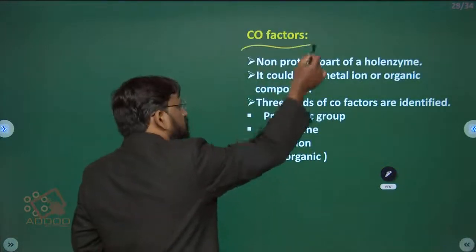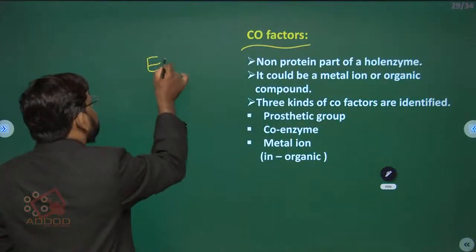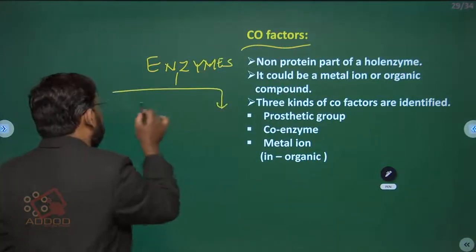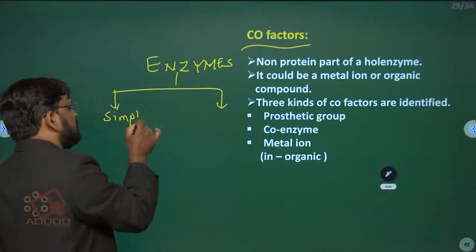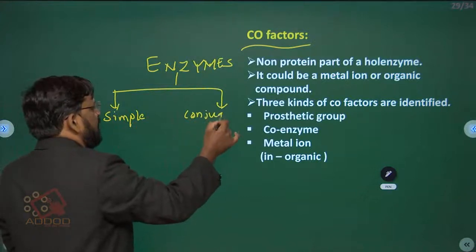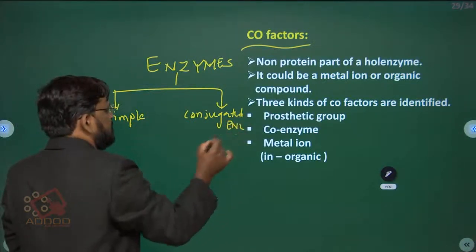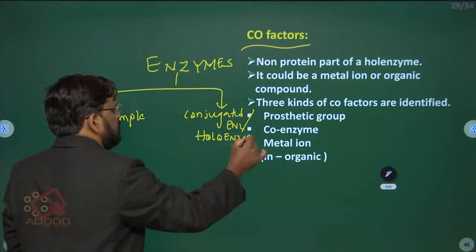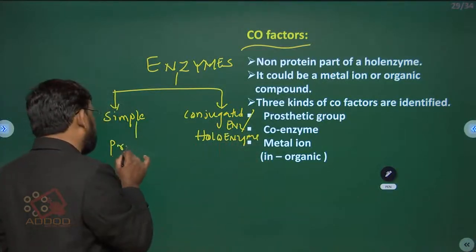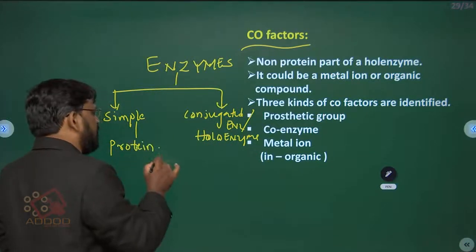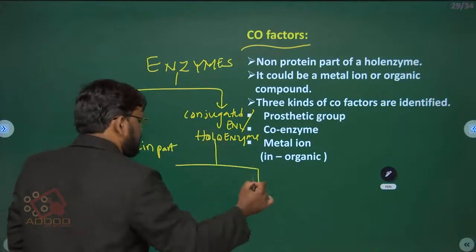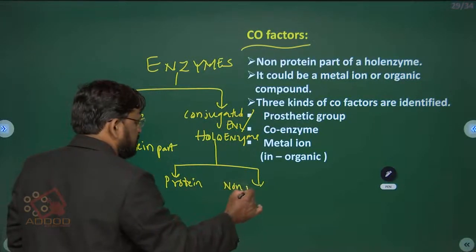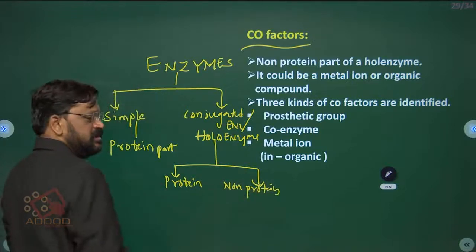Next, we know enzymes. Actually, enzymes are of two types. One will be simple enzymes and the other will be conjugated enzymes. If you want, you can also call this conjugated enzyme a holoenzyme. Simple enzymes are made up of only protein part. Remember, simple enzymes are made up of only protein part, whereas conjugated enzymes or holoenzymes are made up of both protein part and non-protein part.